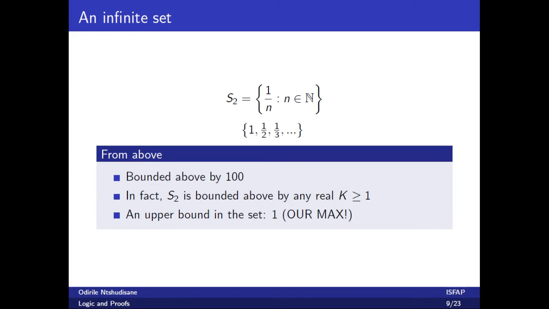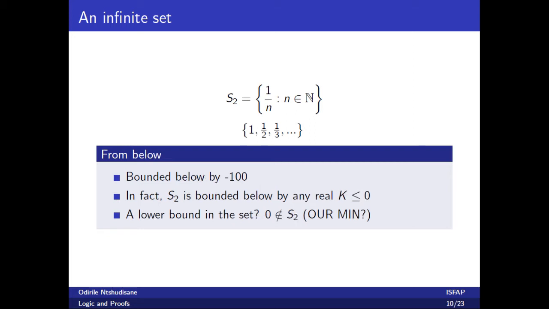Let's have a look at another set, S2, an infinite set: the set of all fractions 1 over n, where n is a natural number. Looking at the set from above, we notice that it's bounded above by a number as large, say, as 100, and in fact, it's bounded above by any real number greater or equal to 1. An upper bound of the set is 1. As we can see, 1 over 1 is 1, so 1 is actually in the set, thus making 1 the maximum of the set S2.